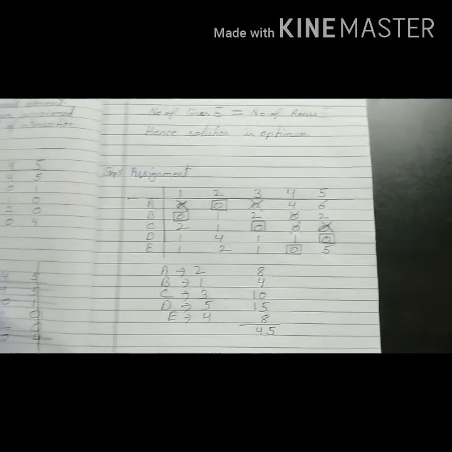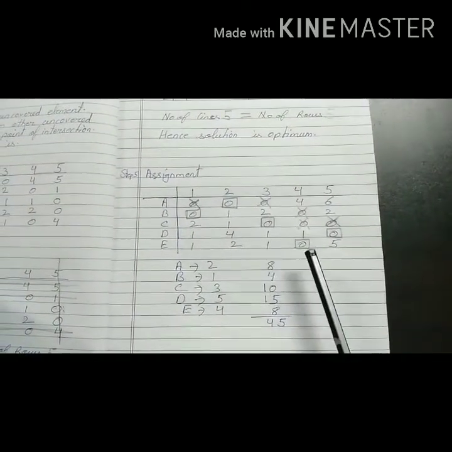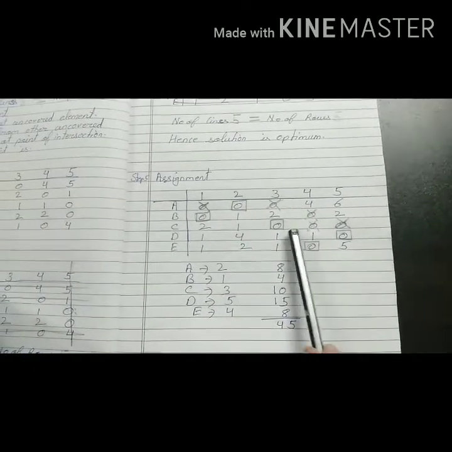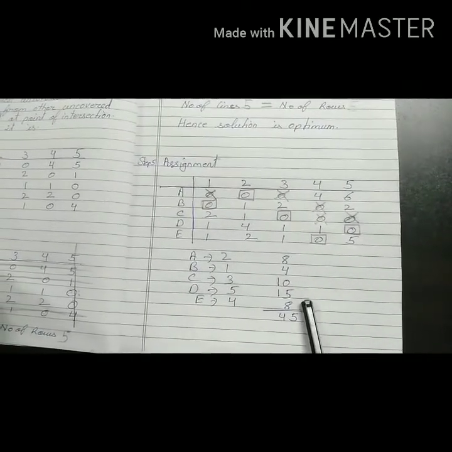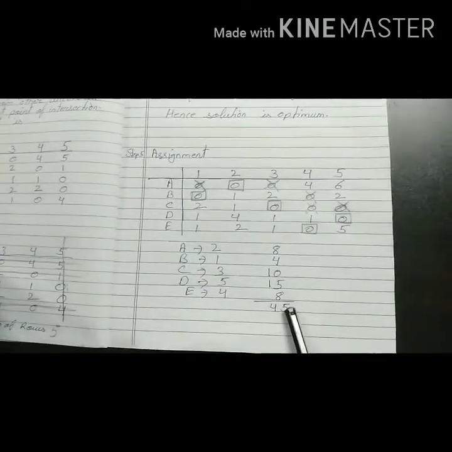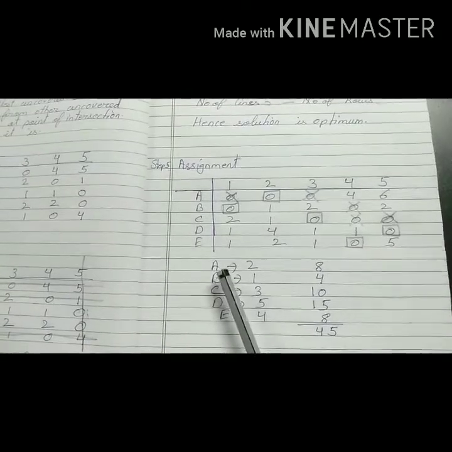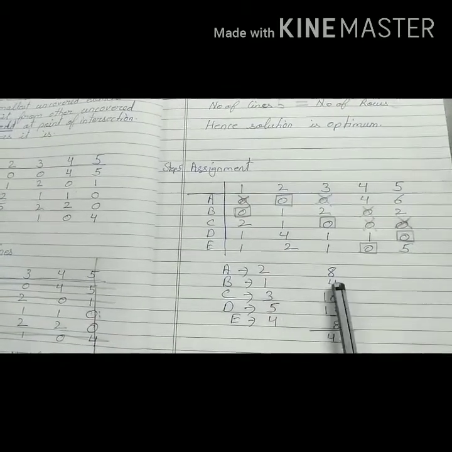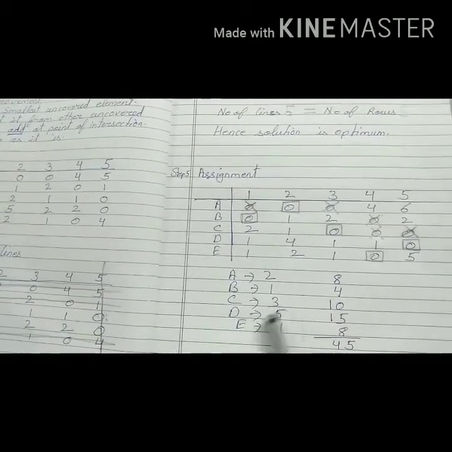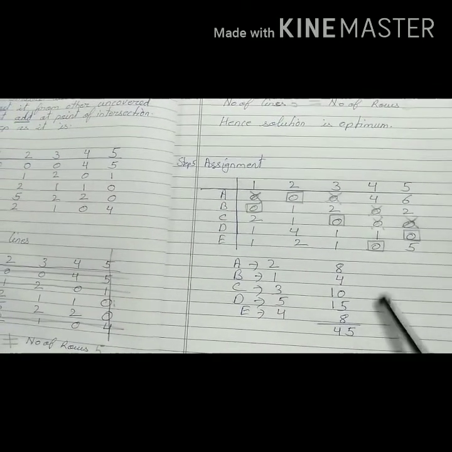Now take the values of the assignments from the original matrix. What was the problem, that original matrix. Here the value in original matrix is 8. Again here the value is 4, 10, 15, 8. So for final calculation we take the original matrix values, add all the values, that is 45. This is the final optimum solution of this assignment, in which it says activity A can be given to person 2 with cost 8, activity B given to person 1 with cost 4, C to 3, D to 5, E to 4. For completing the overall task we will require 44 as the cost.